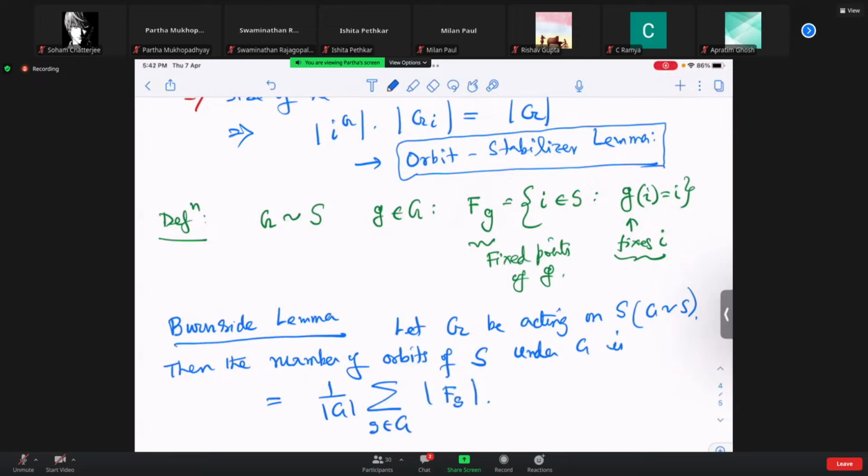So this is a very fundamental statement proved by Burnside. It gives you a closed formula to compute the number of orbits of the set S when G is acting. If you know the size of all these F_g sets, just sum them and divide by the cardinality of G. This is a statement about finite groups.